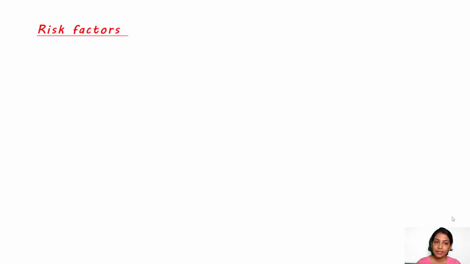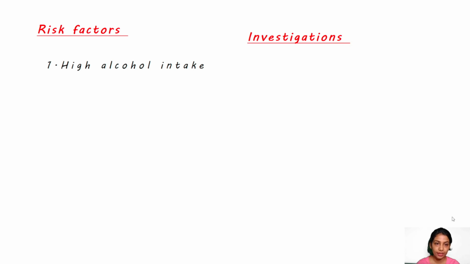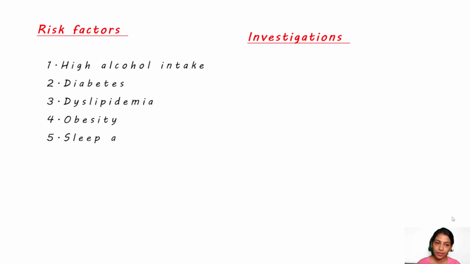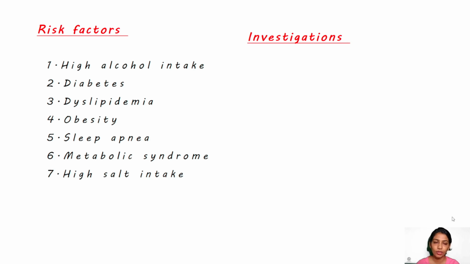Now let's look at the risk factors and investigation for hypertension. Risk factors include high alcohol intake, diabetes, dyslipidemia or abnormal cholesterol levels, obesity, sleep apnea, and metabolic syndrome. A high salt intake is also a major contributor because excess sodium increases blood pressure. We also see higher risk with old age and positive family history.